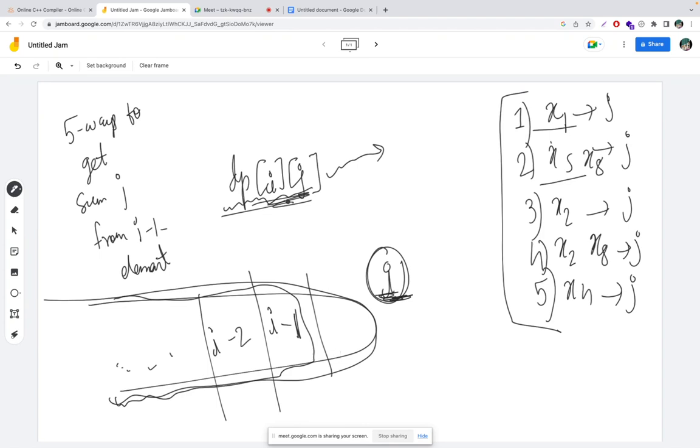So dp of i of j is nothing but the same number of ways as dp of i minus 1 of j. Clear? If there are five ways to get the sum j from i minus 1 elements, then there are also five ways to get the sum j from the first i elements.